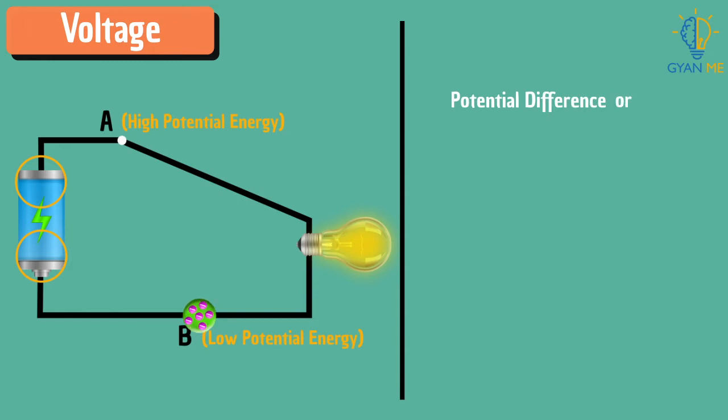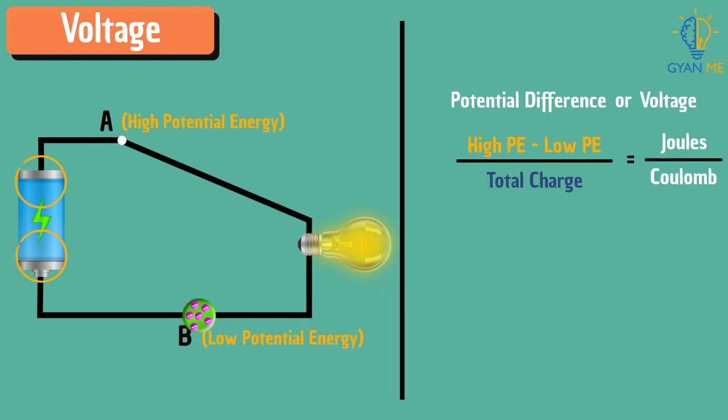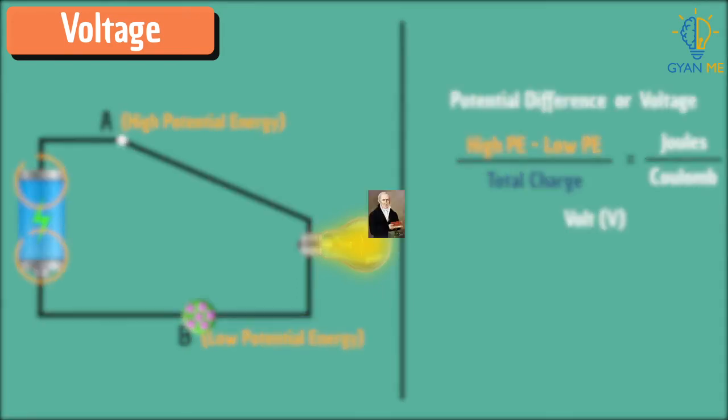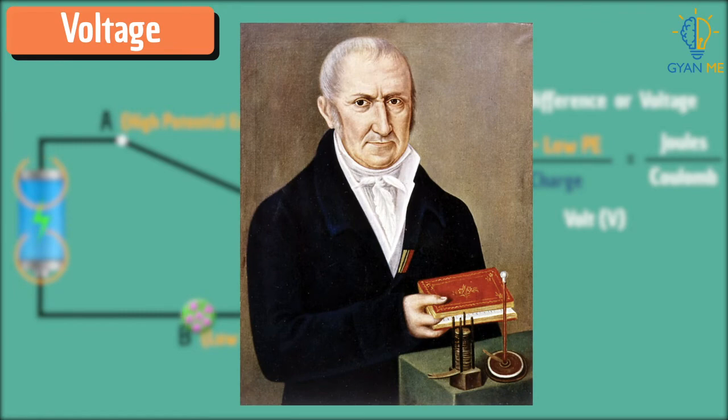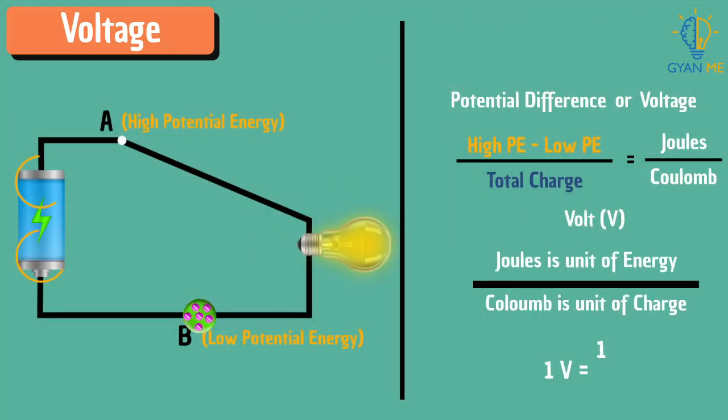Potential difference is also known as voltage. The unit of potential difference or voltage is joules per coulomb, given the name volt after Alessandro Volta. So we can write 1 volt equal to 1 joule per coulomb.